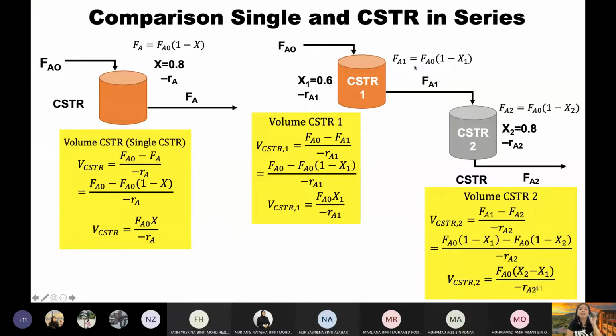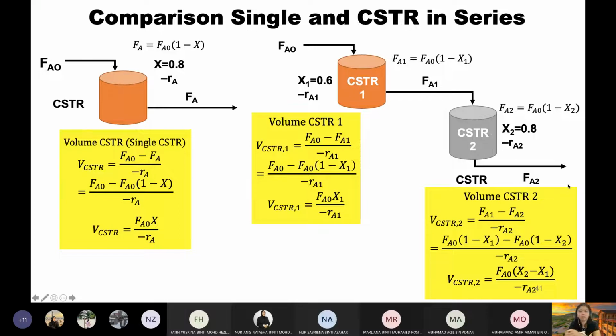Ataupun erti kata lain, kalau kita nak tahu molar flow rate yang keluar daripada reaktor yang pertama sama dengan initial molar flow rate in bracket 1 minus the conversion in the first reactor. So maksudnya dalam reaktor pertama, dia akan convert daripada 0 kepada X1. Okay, daripada 0% to, let's say X1 ni adalah 0.6, 60%. So they're converting from 0 to 60%. Okay, so that's first reactor. So the one FA1 will be the initial, will be the molar flow rate that enters the second reactor.